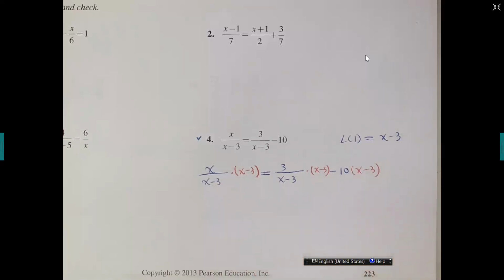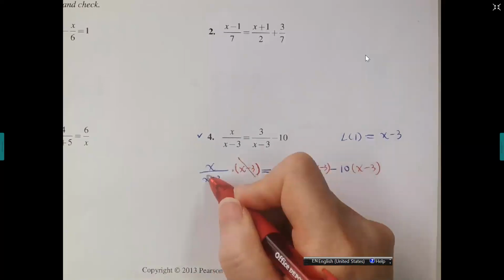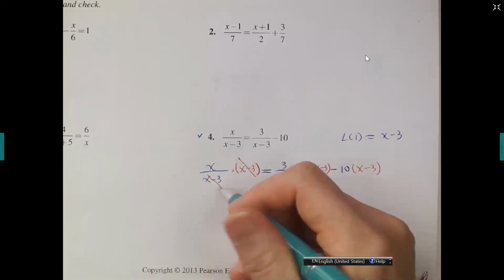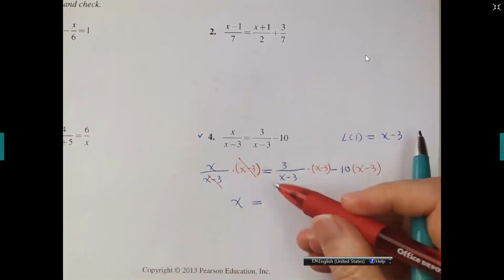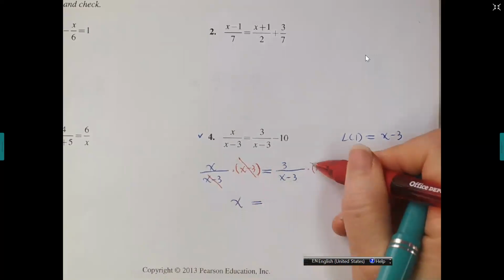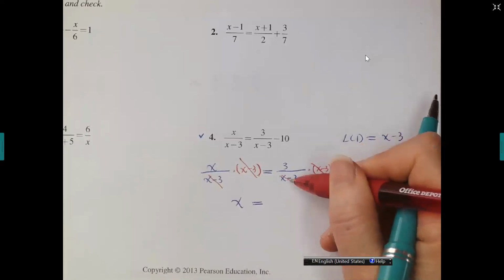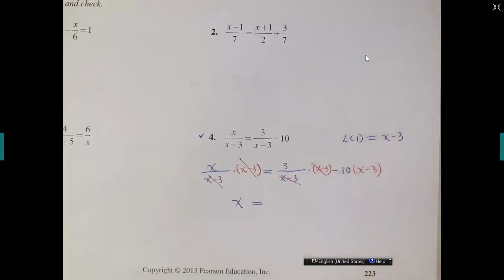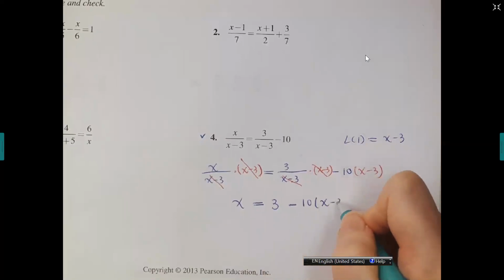What are we going to do next? Carry out the multiplication. So this one times this one, those two cancel out. What is left? x is left. Equals, what do we have on the right side? Those two cancel out. This one on the top and this one on the bottom happen to be the same, so they cancel each other. What do we have? 3 here, then minus 10 times x minus 3.